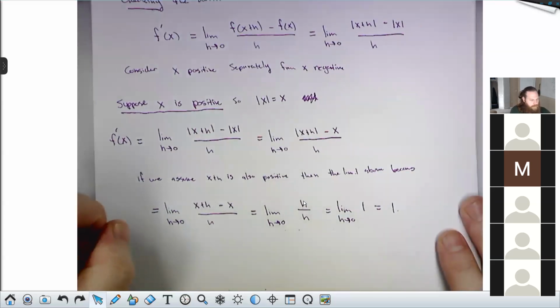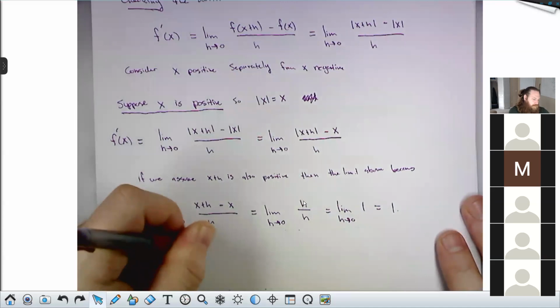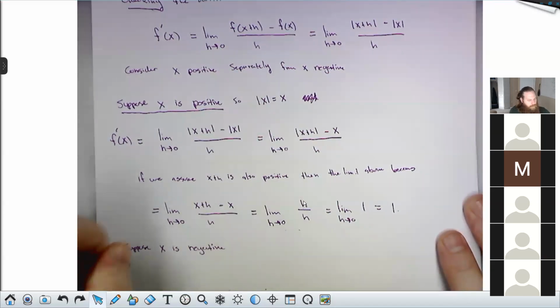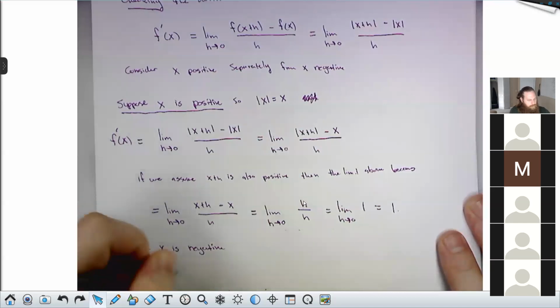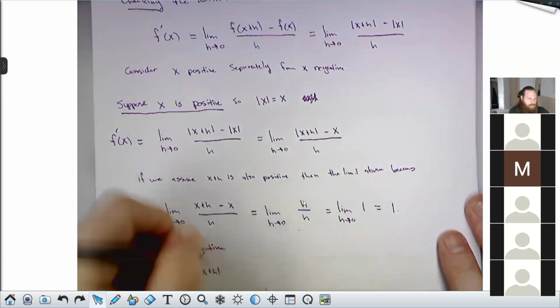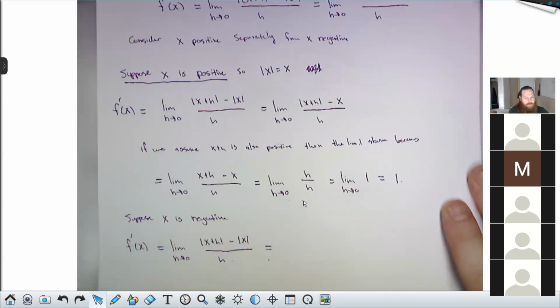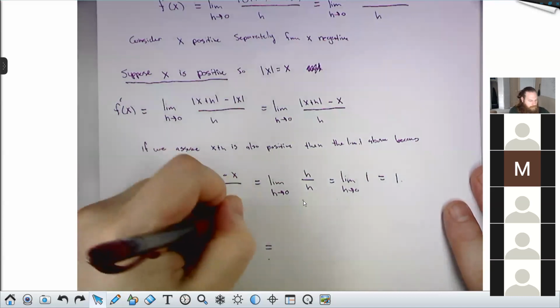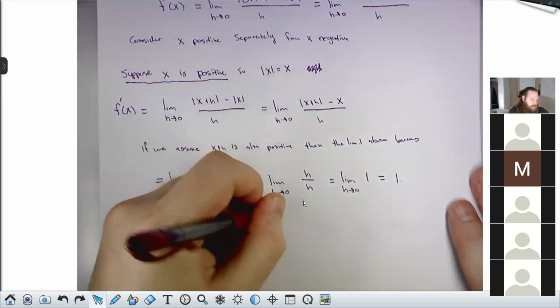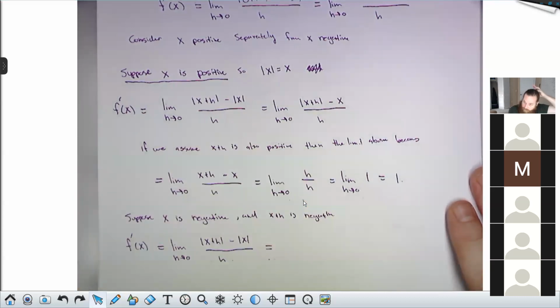If you suppose x is negative, then f prime of x, again, is the limit as h goes to 0 of absolute value of x plus h minus absolute value of x, all over h. We can do the same sort of calculation. Since x is negative, and x plus h is negative, same sort of reasoning as above. Since h is going to 0, eventually h will be smaller than x, so x plus h will still be negative, even if h is positive.